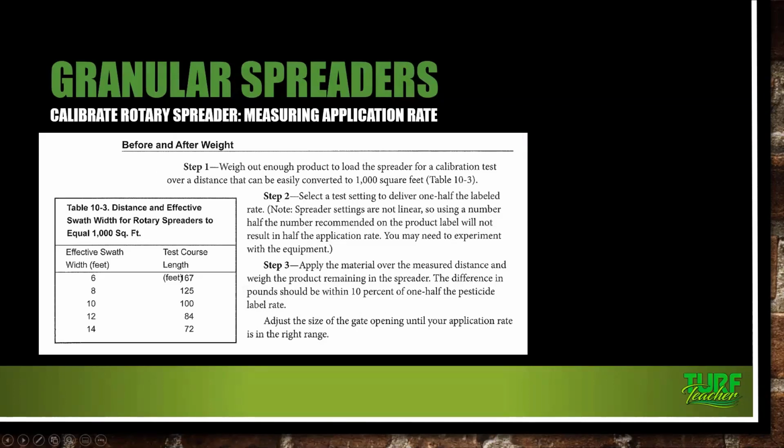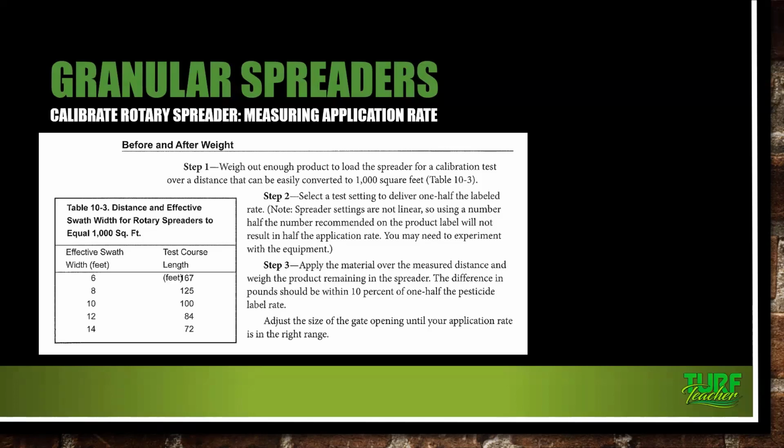So step 1, we weigh out enough product to load the spreader for a calibration test over a distance that can easily be converted to 1,000 square feet. Step 2, we're going to select our testing setting to deliver 1/2 the labeled rate. Note, spreader settings are not linear, so using a number half the number recommended on the product label will not result in half the application rate.